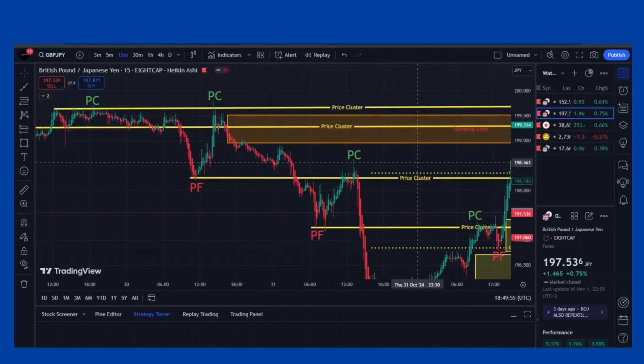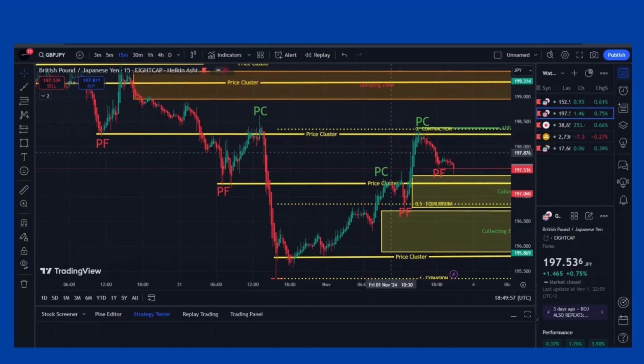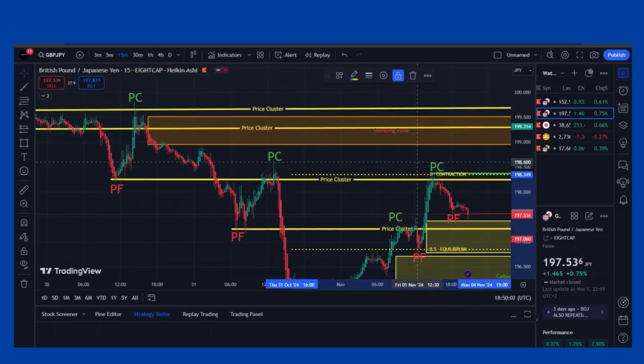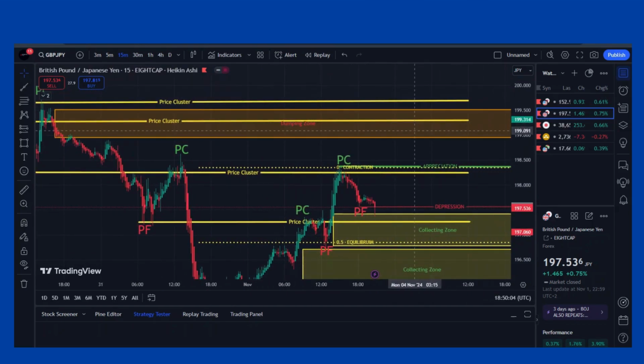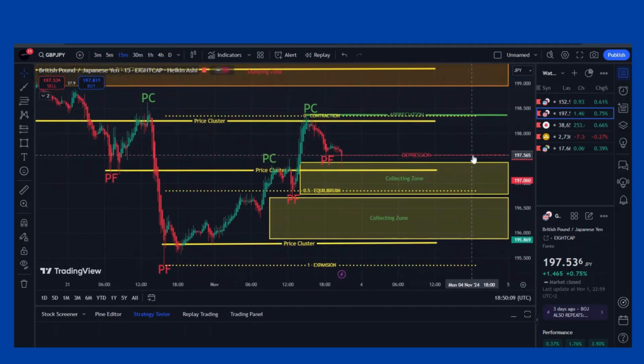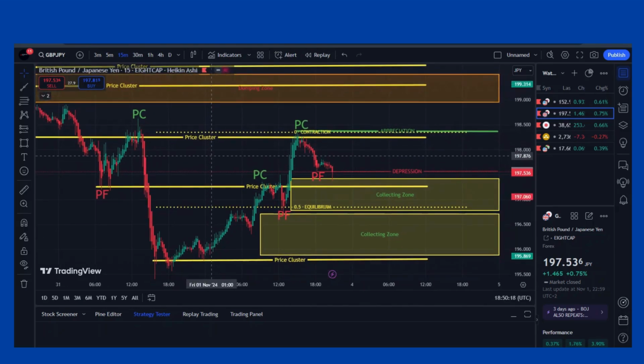So after the price clutters have been identified with the construction, equilibrium, and expansion zone, the next thing is to indicate my dumping and collecting zone. As you can see, this is my dumping zone, and the two collecting zones are printed at the equilibrium level and expansion zone. Right, so the next thing is to identify my appreciation level. As you can see, I go to the chart from the last price ceiling and price floor, then I denote my appreciation level and depreciation level.